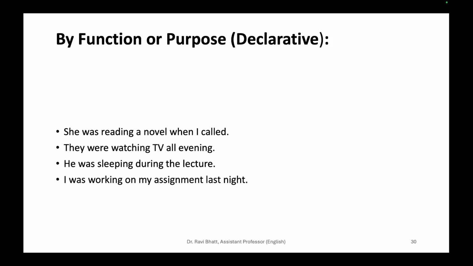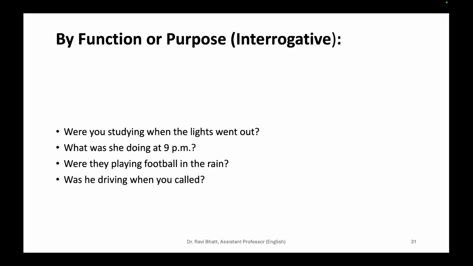Now, the next thing is by function or purpose, interrogative. Now, what are interrogative sentences? Interrogative sentences would always ask a question. So let's see what interrogative sentences are here for this. Were you studying when the lights went out? And what was she doing at 9 p.m.? Were they playing football in the rain? And was he driving when you called? So again, we are asking a question with reference to the past when a work was going on. Like was he driving when you called? So these are interrogative sentences.